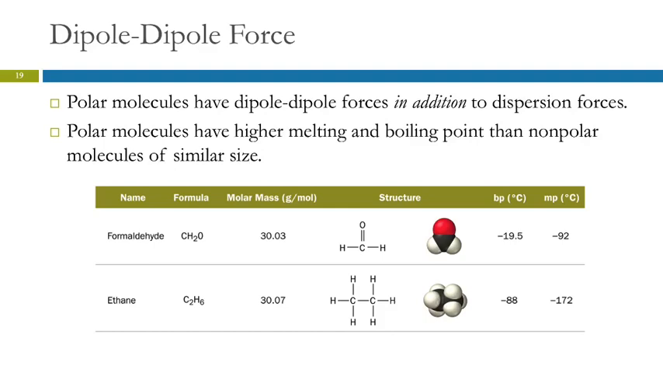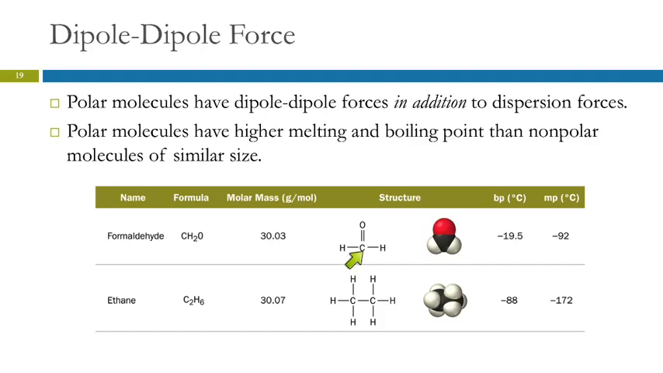So if we look at two molecules with a similar molar mass, we want to keep the molar mass similar because with larger molar mass, we'd have a longer or larger dispersion force, and we want to just look at the strength of the dipole-dipole force. So here we have formaldehyde and ethane, very similar molar masses. Here are their Lewis, well, kind of Lewis structures, not showing any of the lone pairs.